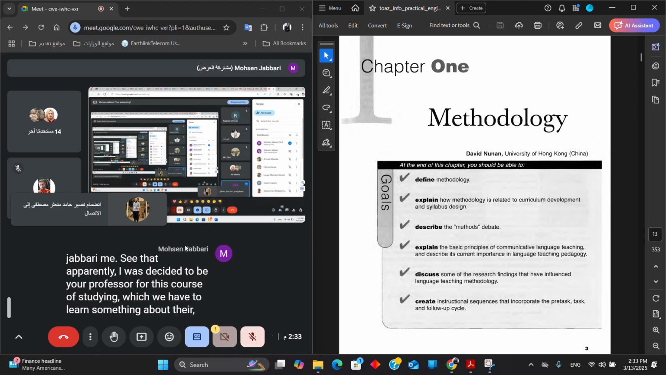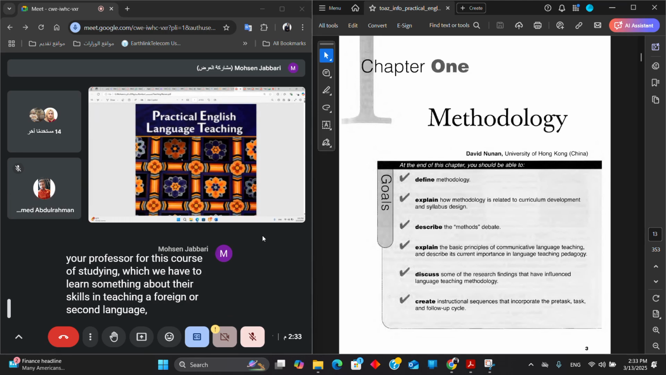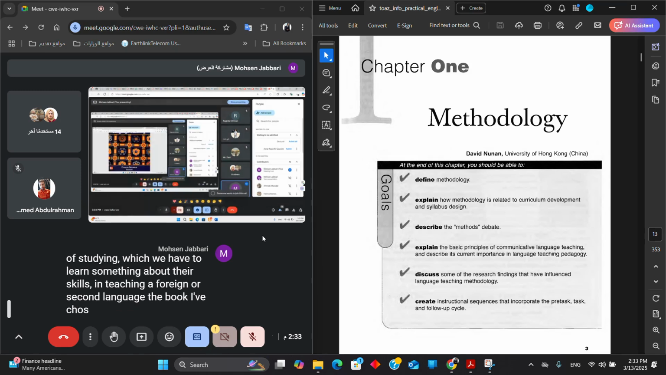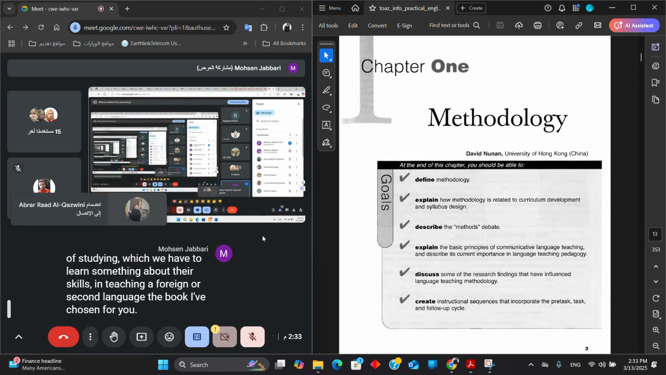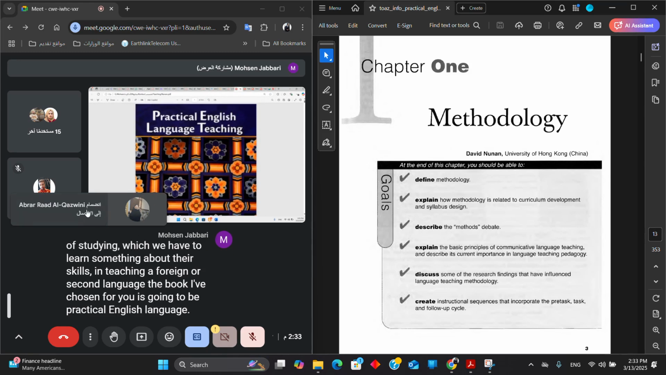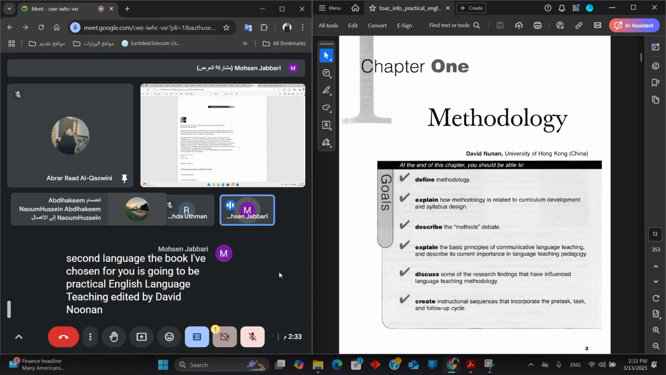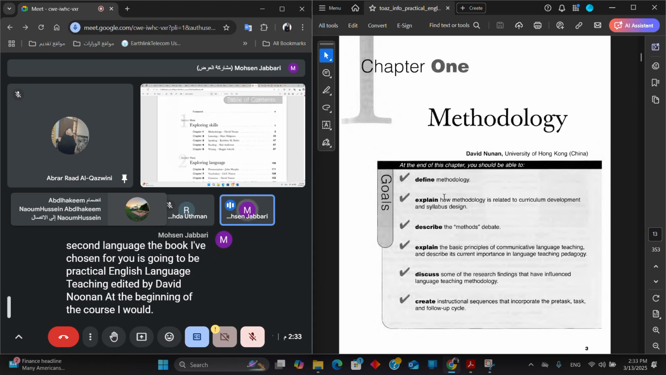At the beginning of the course, I would like to tell you that all the exam questions will be just taken from the text of this book. Therefore, you have to carefully examine the content and self study some of the parts that I tell you within the class time. Without further ado, I would like to jump to chapter one, which is all about methodology.